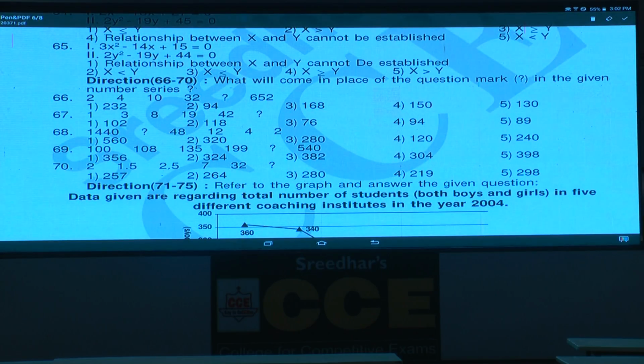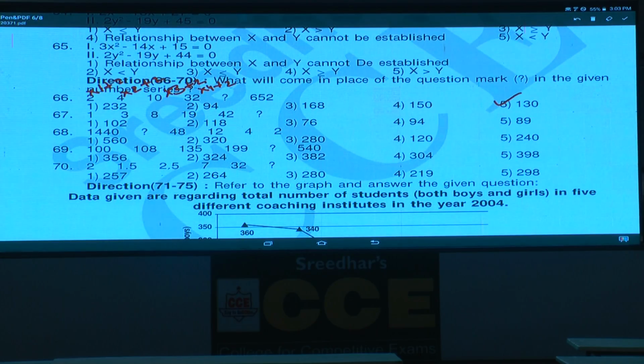2, 4, 10, 32, blank, and 600. The numbers are increasing at a very fast rate, and it must be under either multiplication or combination. Multiplication is not possible between 4 and 10, hence it must be combination. Now 10 and 32: 10 into 3, 30 plus 2, 32, and 4 into 2, 8 plus 2, 10. So it is into 1 plus 2, into 2 plus 2, into 3 plus 2, into 4 plus 2. 32 into 4, 128 plus 2, 130. That is choice 5. Question number 66, choice 5.